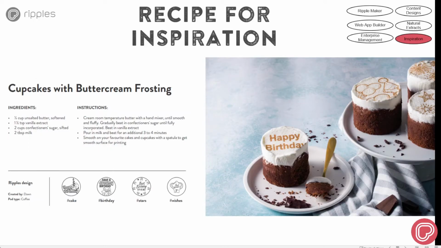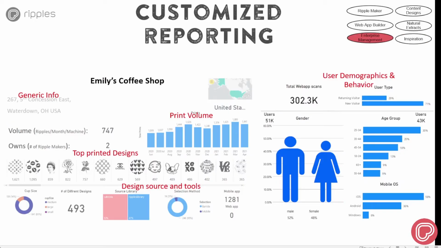So a little bit about food ingredients too. The Ripple Maker is not just limited to printing on top of beverages, but anything that has that foamy, super smooth surface. Here we've got buttercream frosting, and it makes also the perfect canvas for printing on.